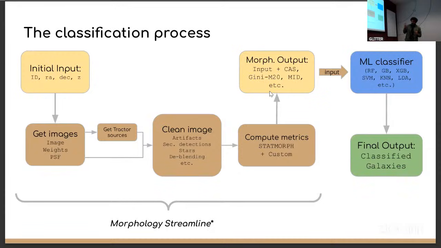So the whole process that the image is going through: you only need to feed the IDE, the coordinates, and the redshift of the galaxy. And the program that I wrote, which as of now is called Morphology Streamline, to be defined, does everything, including fetching the image and files and everything that's necessary until you get the morphologic metrics. These metrics then are used as the input for the machine learning classifier, which we're trying several techniques. Currently, random forest seems to be the best. And finally, you have a classification for all galaxies at different stages.